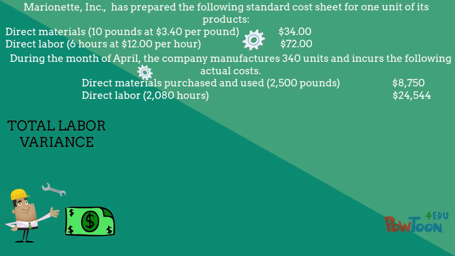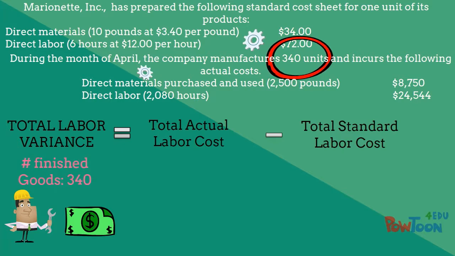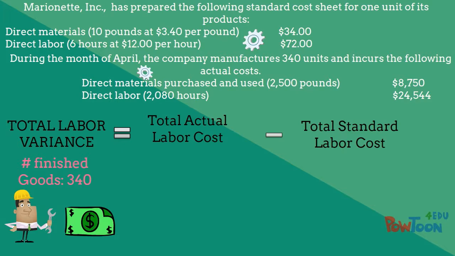First, let's look at our total labor variance, which is total costs less total standard costs. However, it's important for us to understand the components. Our actual costs are based on the manufacture of 340 units. So for our comparison, we need to keep that amount of finished units in mind. Now we can calculate our total actual costs as actual hours times actual rate.